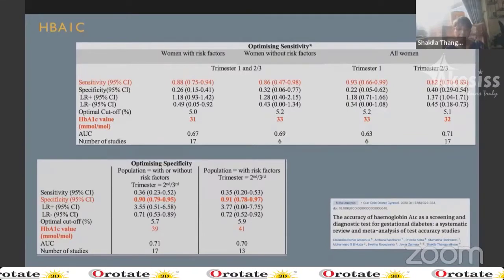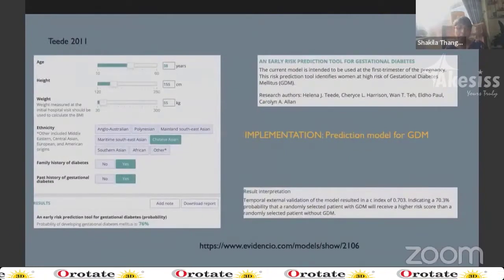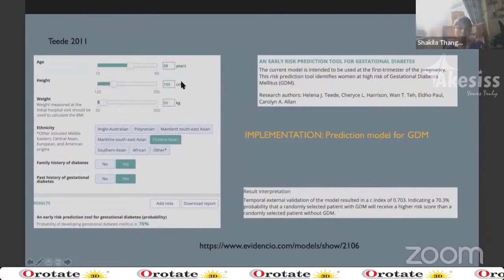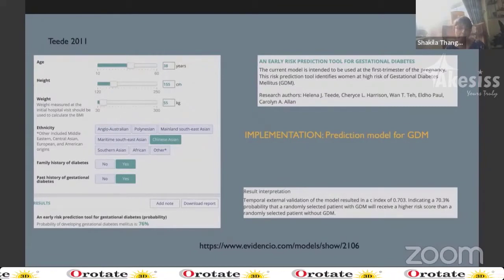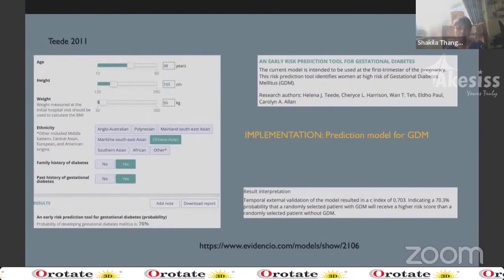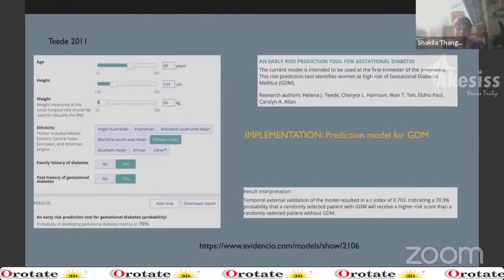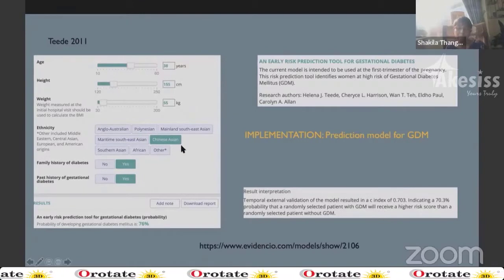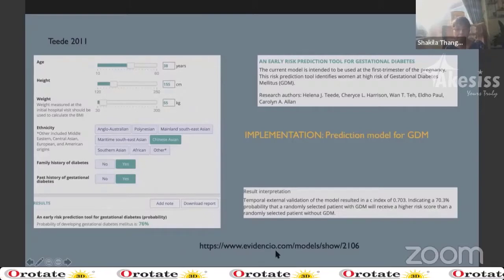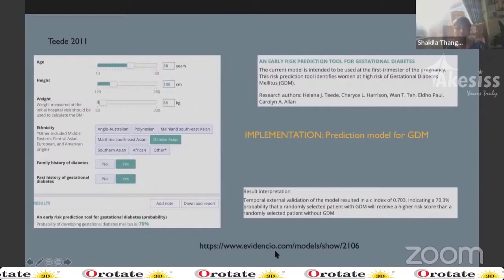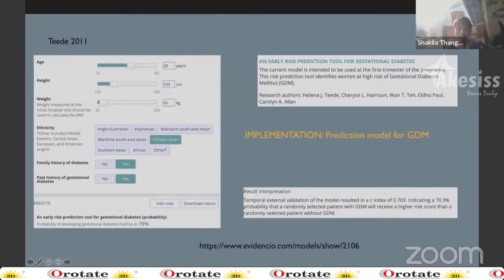So if you look at some of the prognostic models, this is a model by Helena T and a team with whom I work closely. So this model has been validated to predict GDM. And if you go into the website evidencio.com, it's freely accessible. You can just Google Evidencio and gestational diabetes, and it will give you this model.